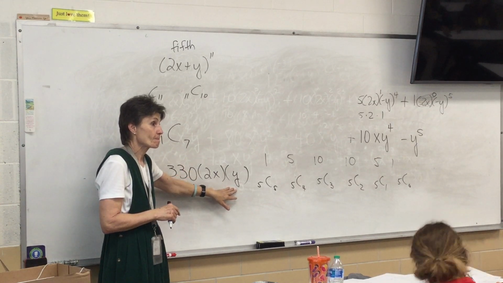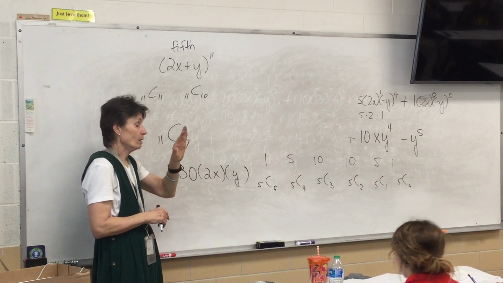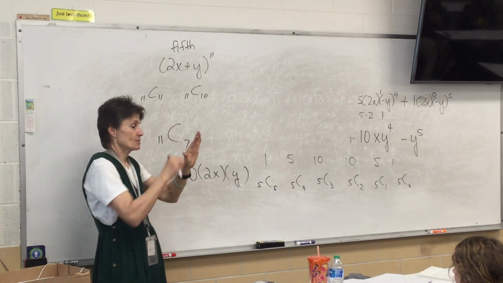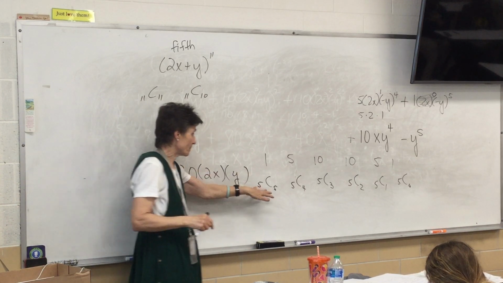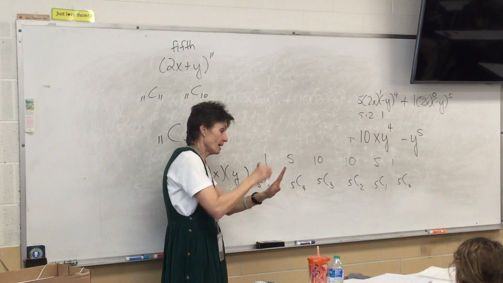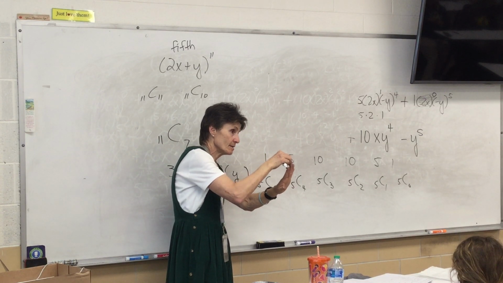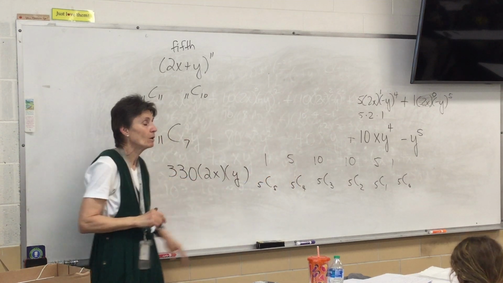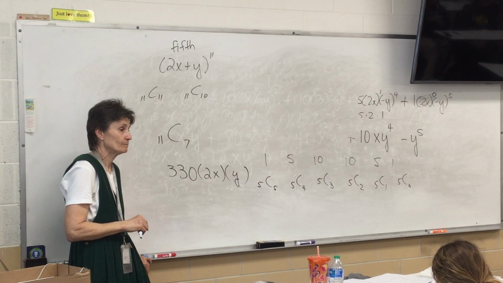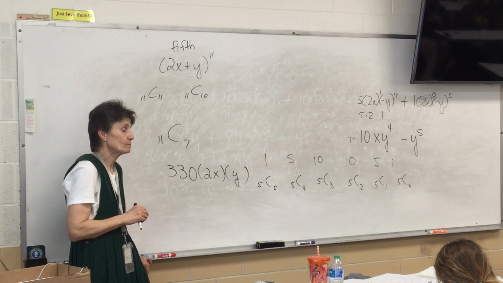Where did you get the 7 and the 11? Well, I counted. So the first one, Avery, the first one is going to be 11C11. And then C10, 9, 8, 7. The 5th number in the row is 11C7. In the 11th row, it's 11C7.